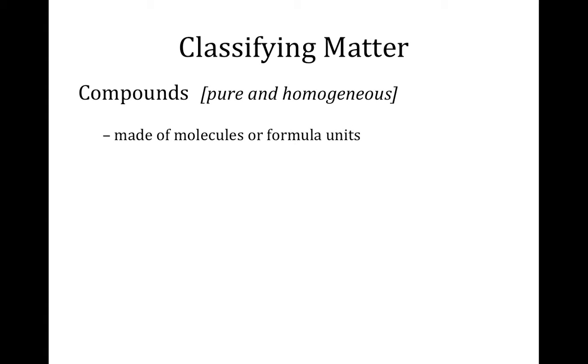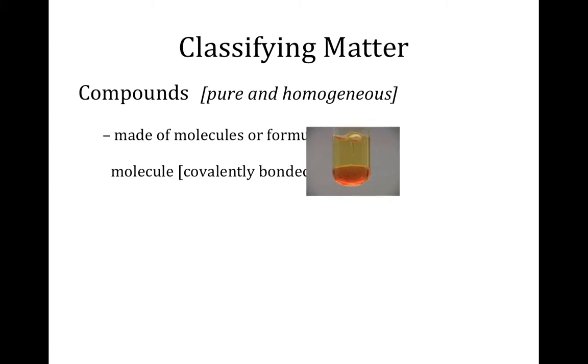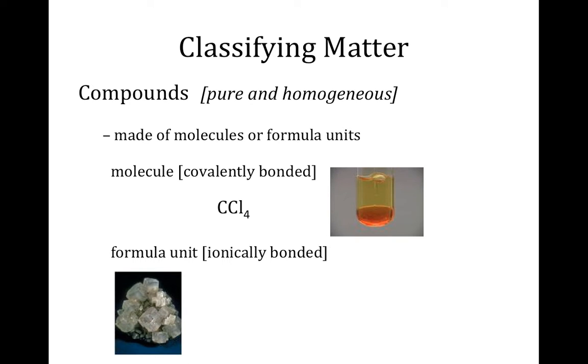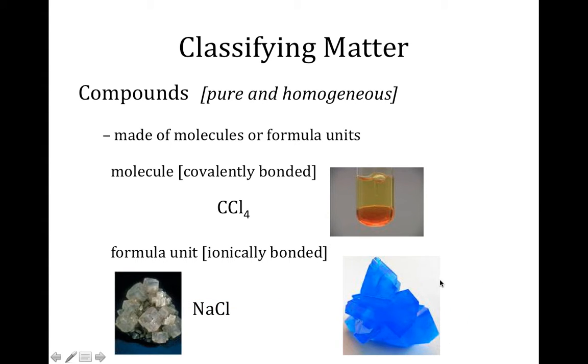Compounds are made of molecules if they are covalently bonded. And if they're ionically bonded, the compounds will be made of formula units. So this is carbon tetrachloride. And if you go on in organic chemistry, this is a chemical you'll run into, but we will not talk about it right now. So if we look at this, you might recognize this from grade 8. Cubic crystals has to be salt, so sodium chloride. And you might recognize this from grade 8, bluestone, which we know is copper 2 sulfate. So those are all compounds.